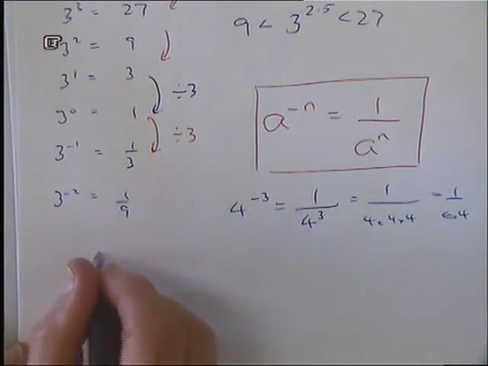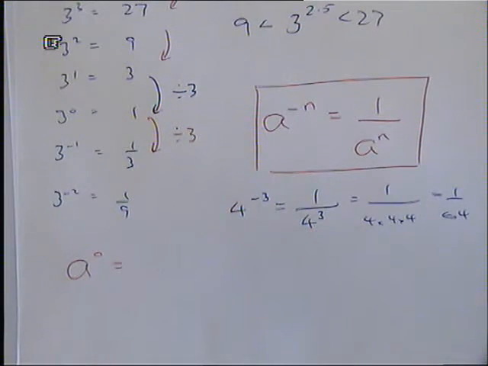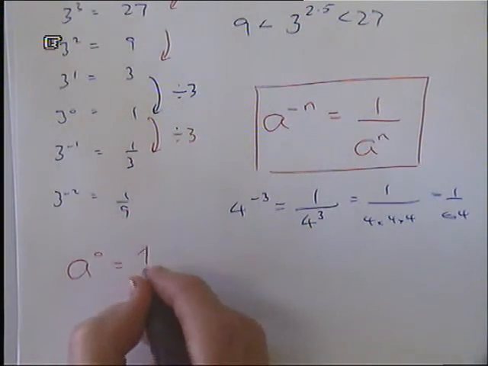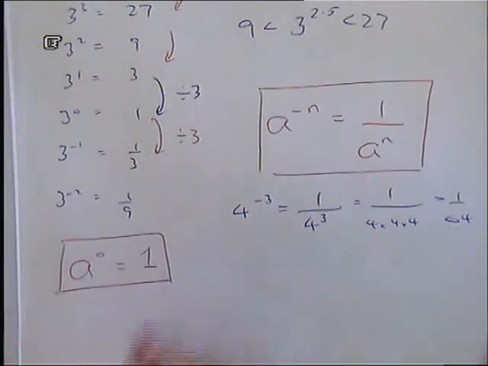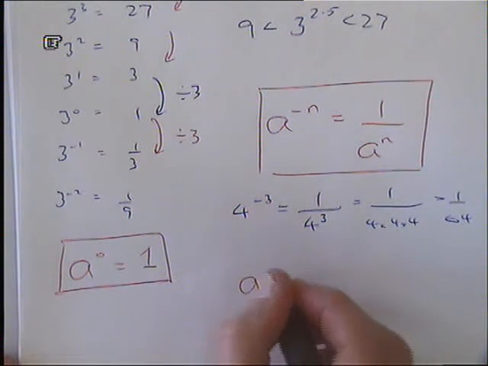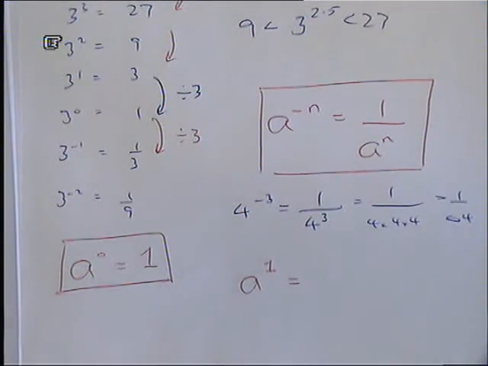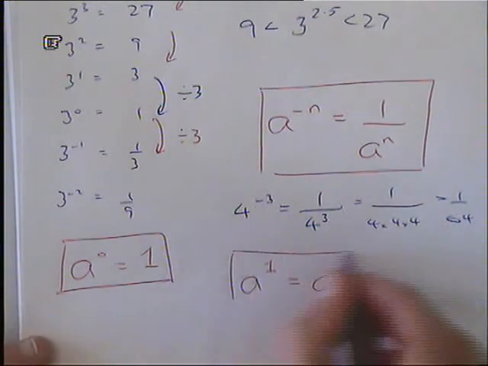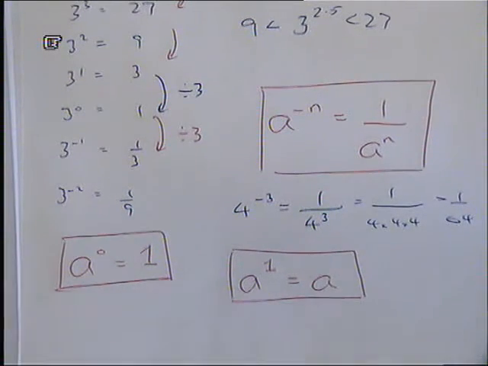Okay, a to the power of 0 is 1. Yeah, anything to the power of 0 is 1. So there's another rule, again from GCSE, nothing new. A to the power of 1 is a. Yeah, anything to the power of 1 is what it was to start with, itself.